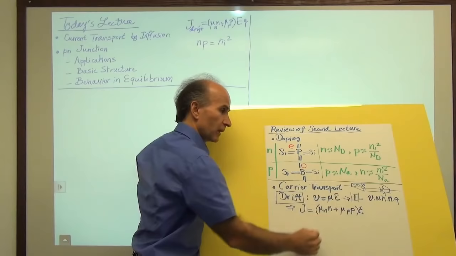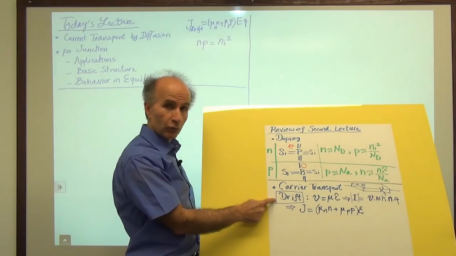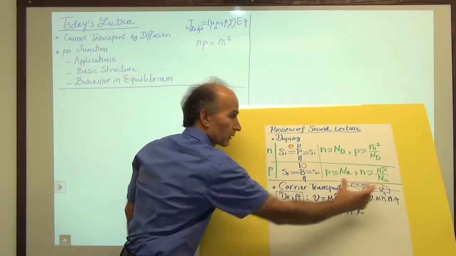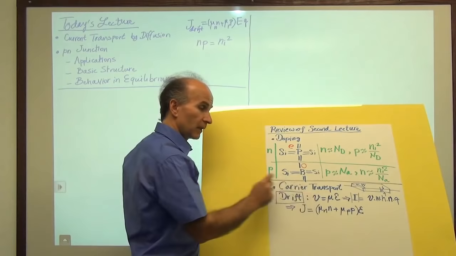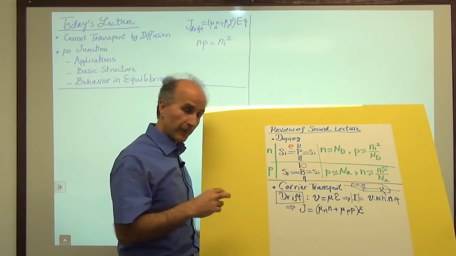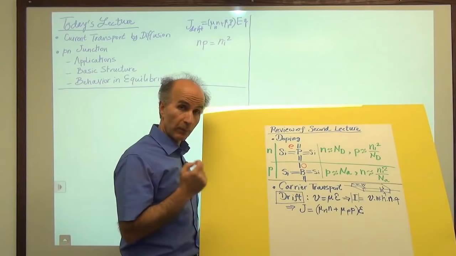And we saw that we have two mechanisms, one of which is called drift. Drift simply means we apply voltage across the semiconductor, and that creates a current because we have created an electric field inside the semiconductor. For semiconductors, the velocity of carriers, similar to a parachuter, reaches a terminal velocity and is equal to mu times the electric field, mu being the mobility of the carriers, electrons or holes.